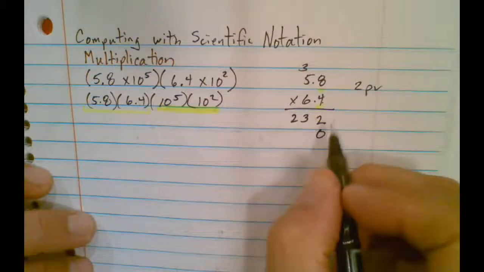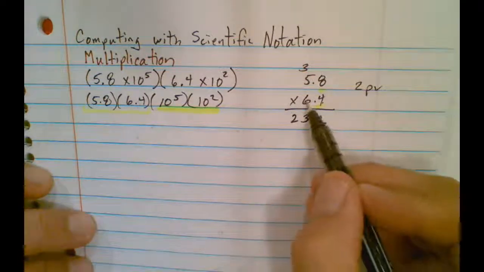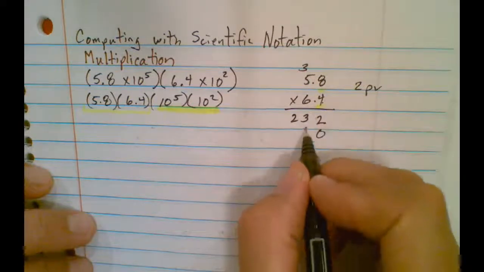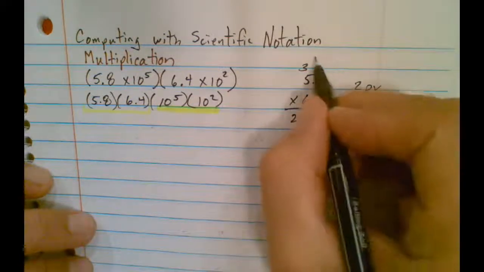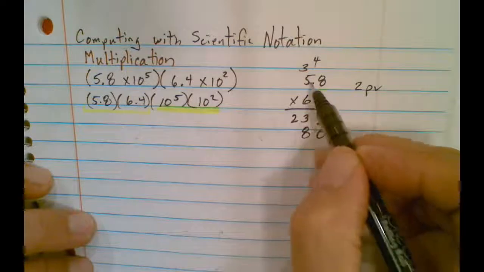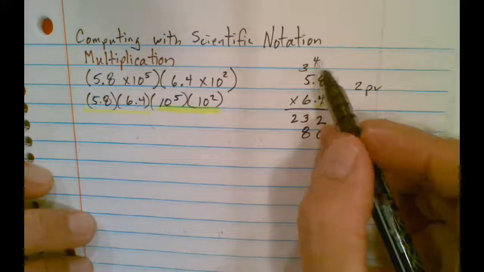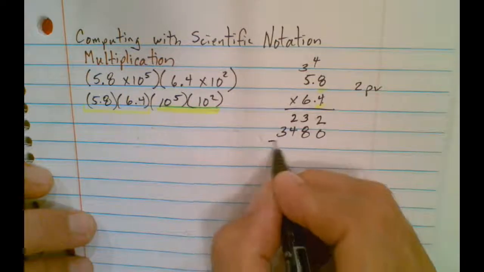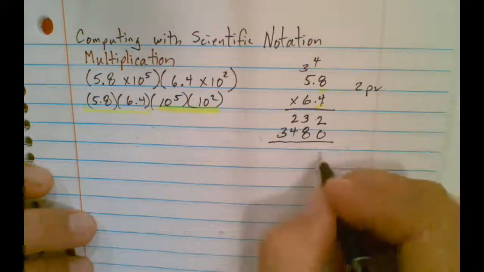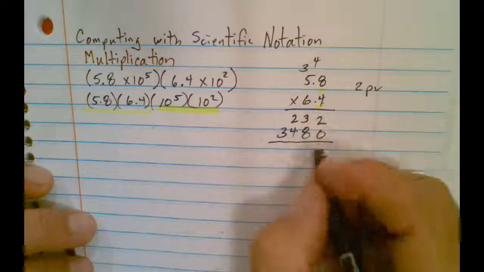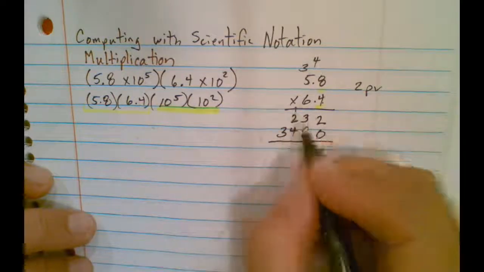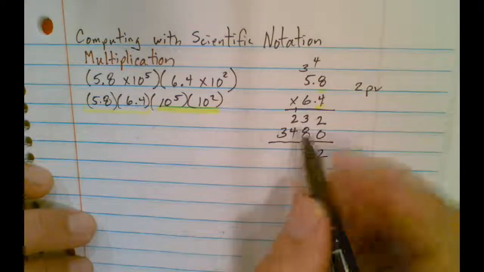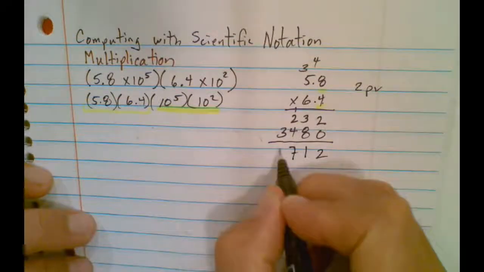Put down a 0 as a placeholder. Then I do 6 times 8 is 48. Put down the 8, carry the 4. 6 times 5 is 30, plus 4 is 34. So I've done my multiplying. Now I'm going to add these up. So 2 and 0 is 2, 8 and 3 is 11, so put down the 1, carry the 1. 1 and 2 is 3, plus 4 is 7, and the 3 comes down.